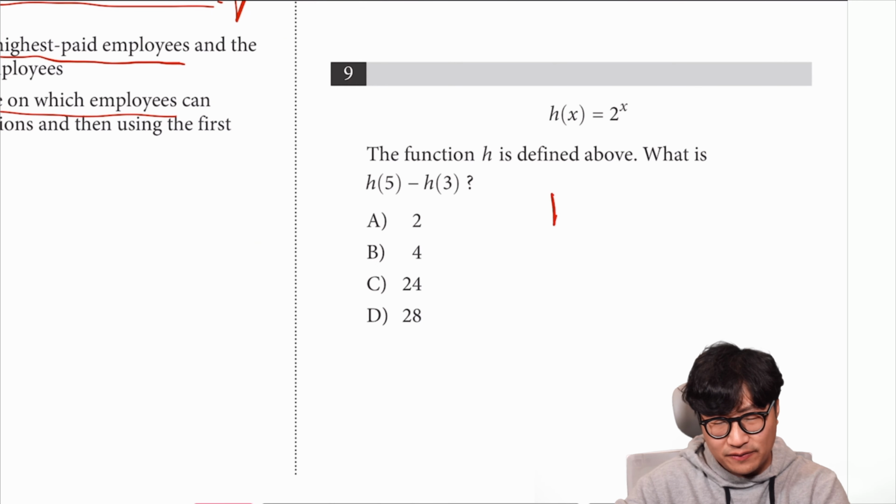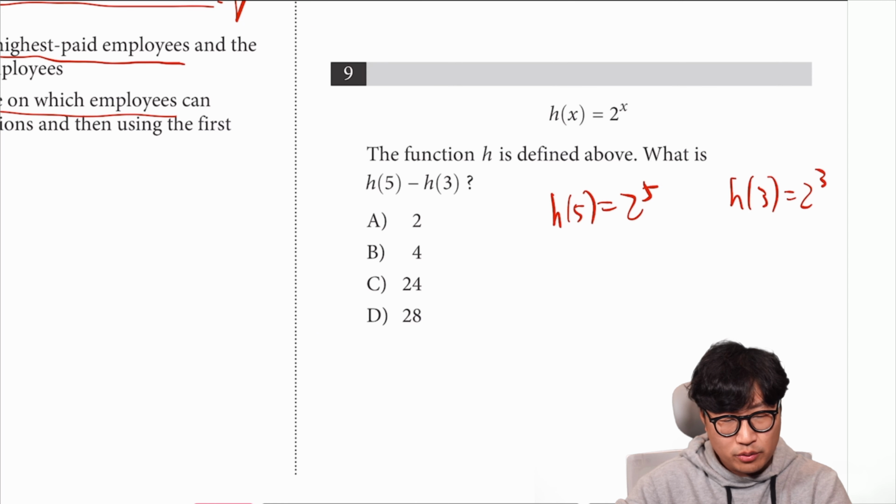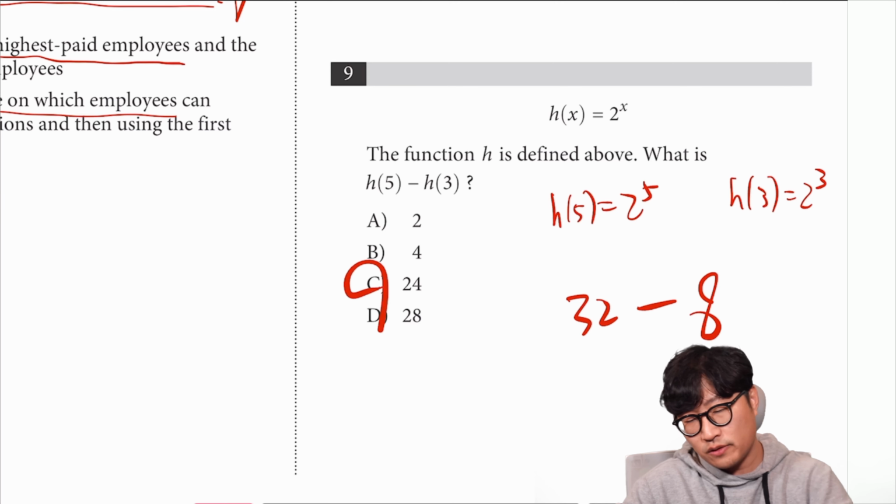Next, number 9. What is it? Easy stuff. H of 5 is just going to be 2 to the 5th, and H of 3 is just going to be 2 to the 3rd. 2 to the 5th is 32, minus 8, since 2 to the 3rd is 8. And that would be 24.